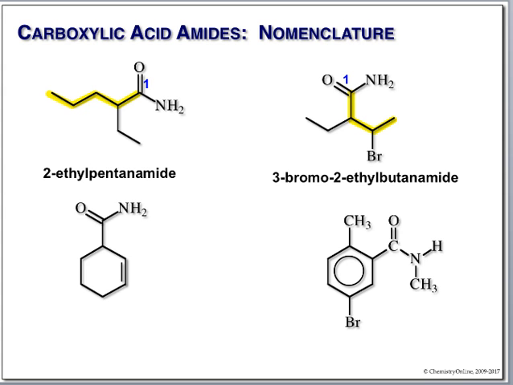Now our amide is a substituent on the cyclohexene ring. Again, this will be carbon 1. And we would call this 2-cyclohexene carboxamide. Remember, carboxamide if it's a substituent.